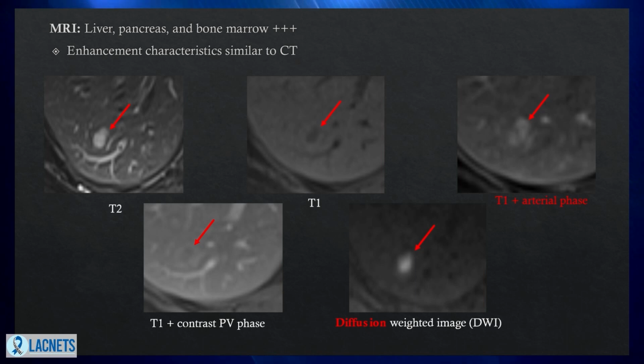MRI has the advantage of having multiple sequences, and each sequence shows a certain characteristic of the tissue. So on the enhancement sequences, they behave very similar to CT, but there are a couple of sequences on MRI that are particularly helpful to deliver. Diffusion weighted images, which is on the bottom right, is one of those sequences on which neuroendocrine tumor is more obvious. So sometimes lesions that can be occult on other sequences show up on this one.